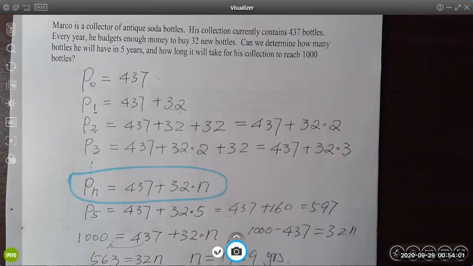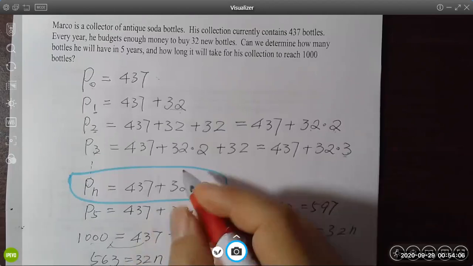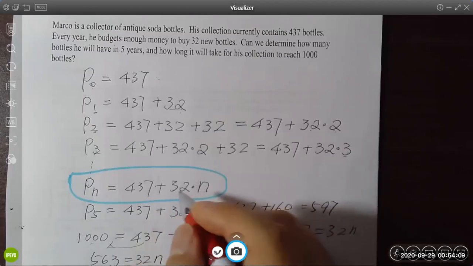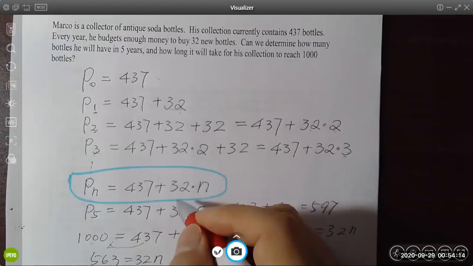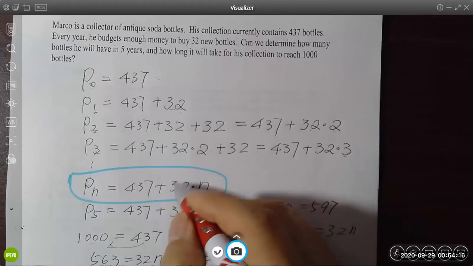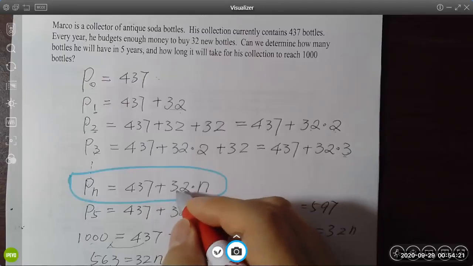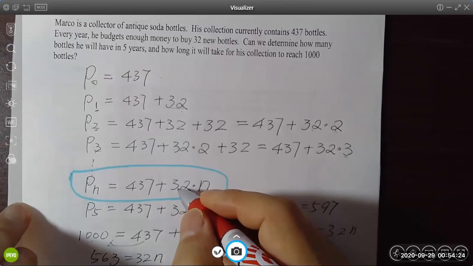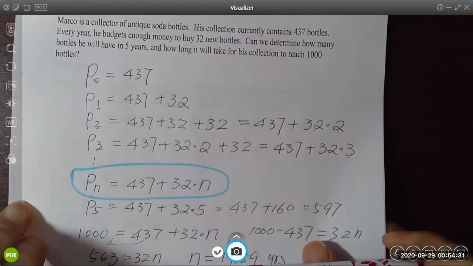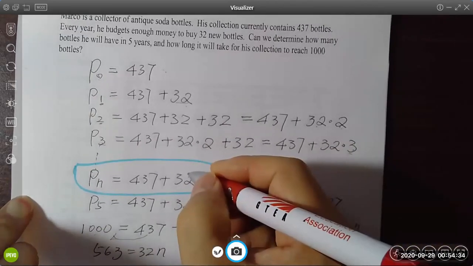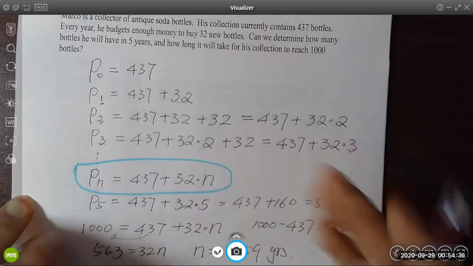But he could have about 50 bottles per year instead of 32, is that right? Now this could be a different number. So we need another variable to represent this increase rate. This is like how many bottles increase or decrease if you sell bottles. It's a rate of change, and we need a variable to represent that. So in the book, they use D. D is called a common difference. It's the increase or decrease amount. So replace this by D, replace 437 by P0, and we get a new model.